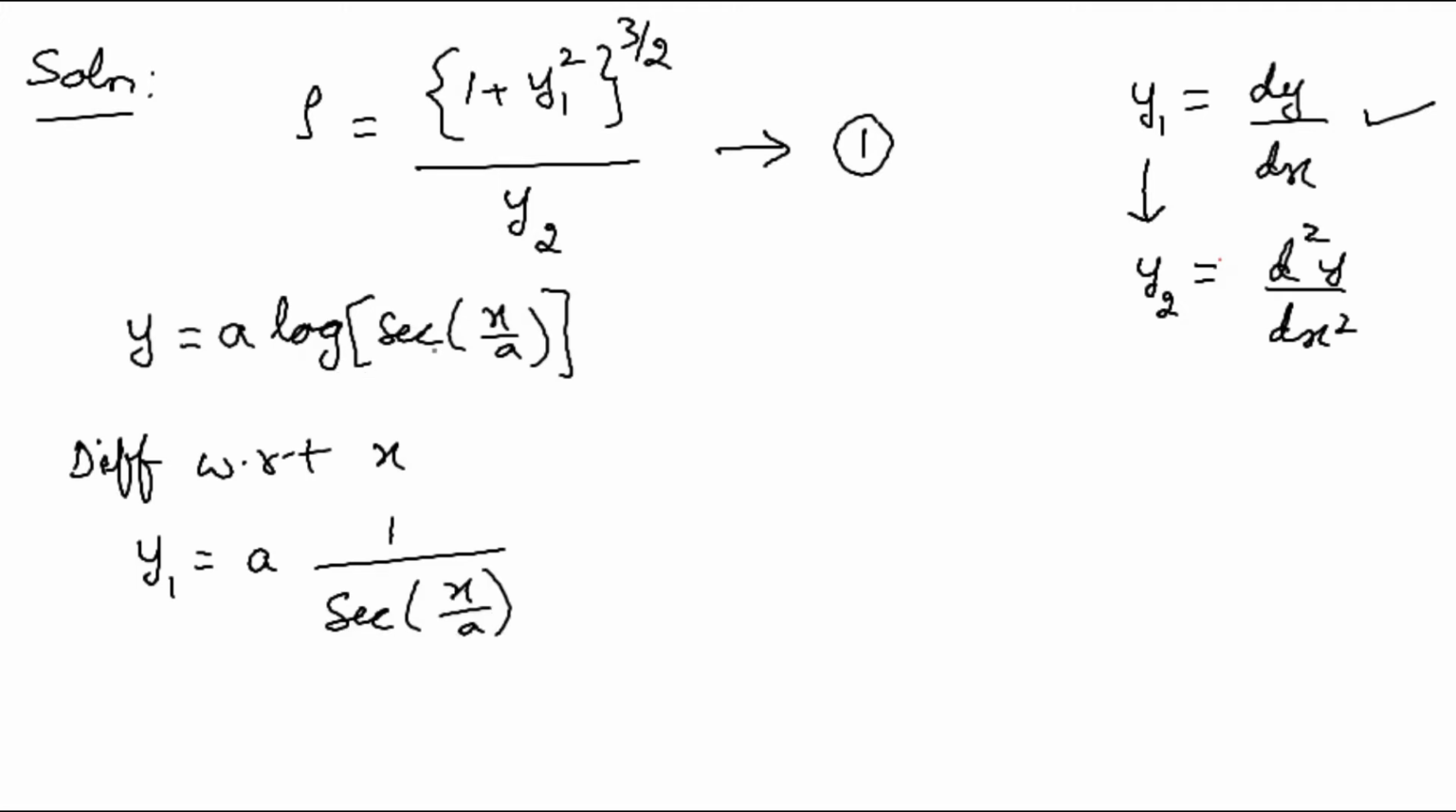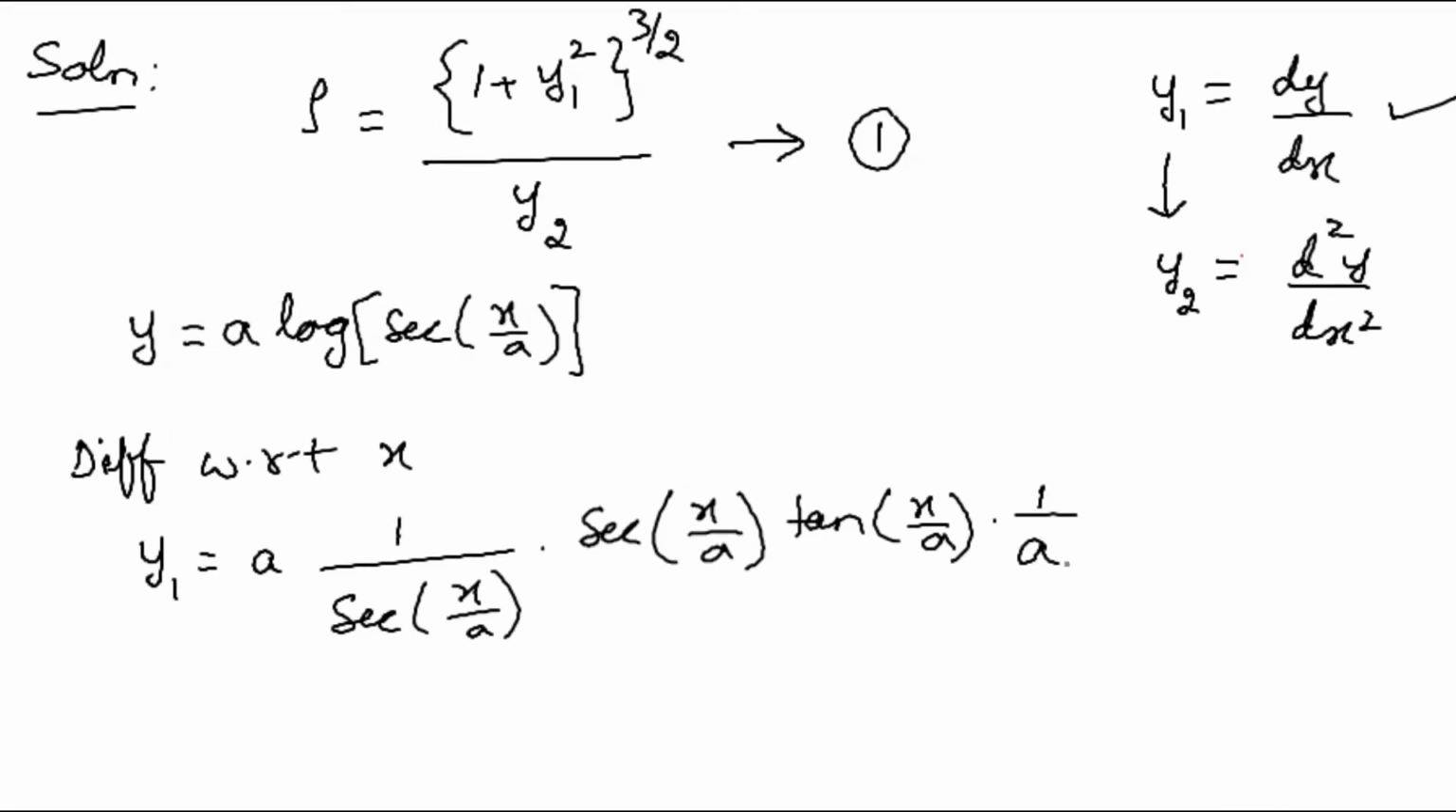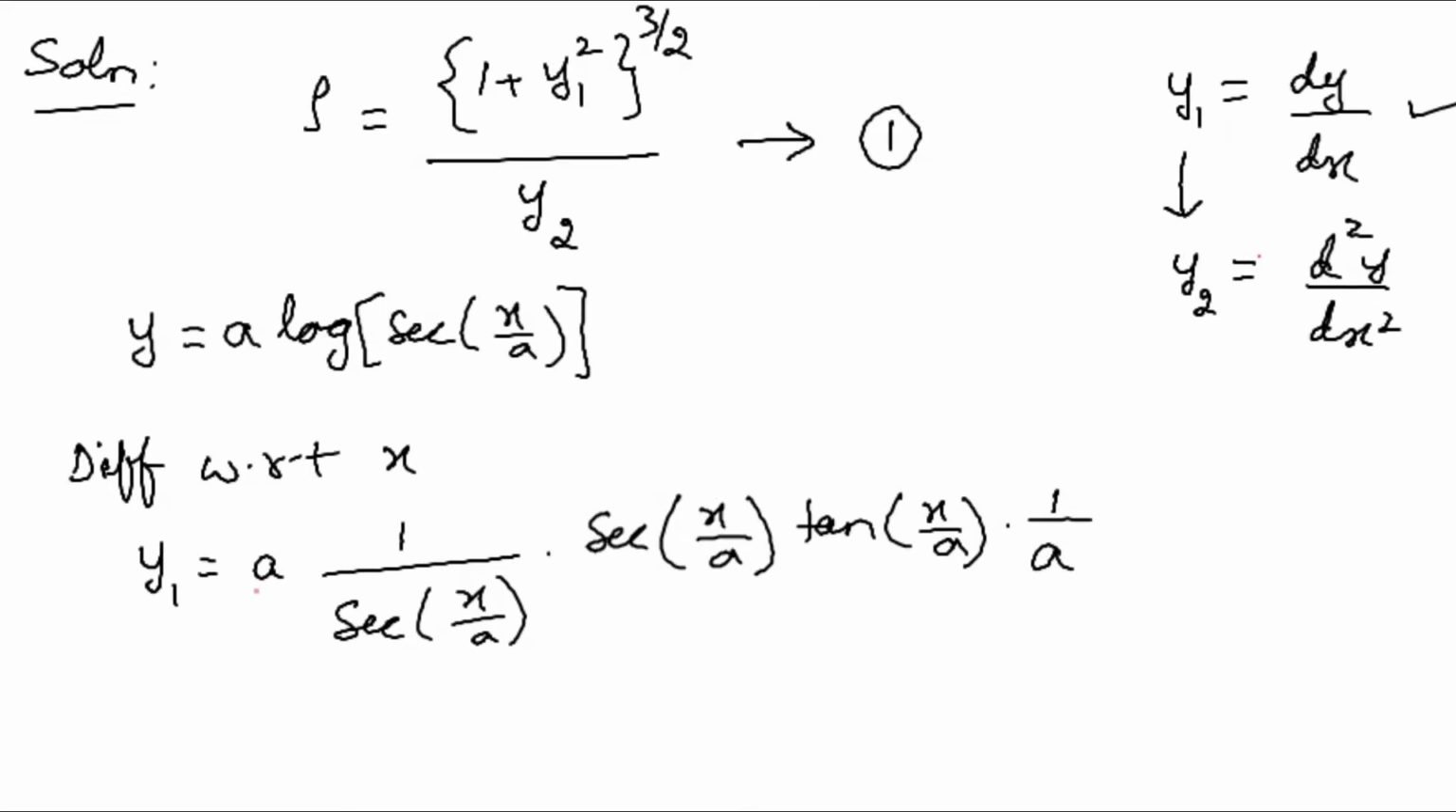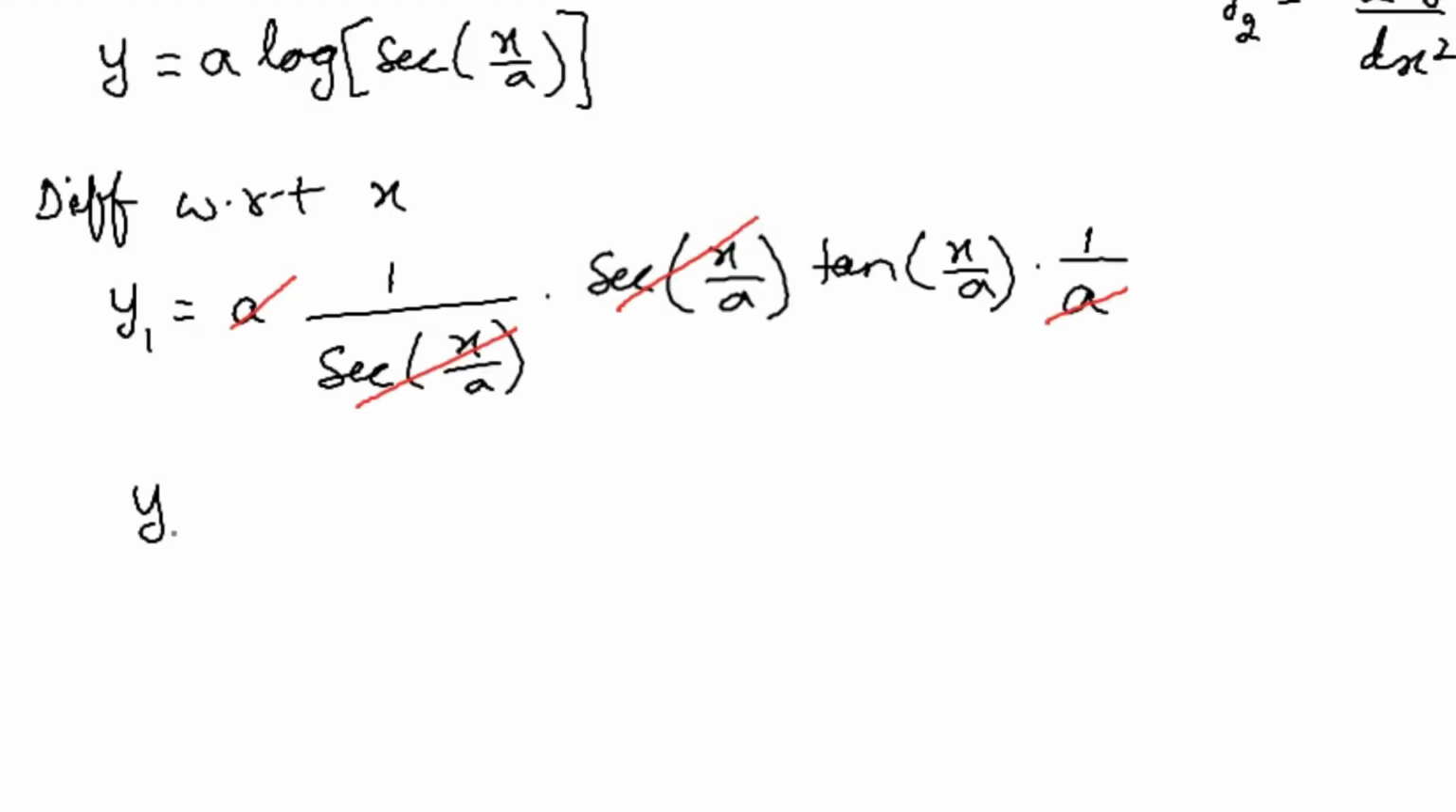Then move inside, you have secant. Differentiation of secant will be secant into tan, so sec(x/a) into tan(x/a). Further, the differentiation of x/a will be 1/a. You can see that the a in the numerator and a in the denominator will cancel out. Sec(x/a) in the numerator and sec(x/a) in the denominator will cancel out. We are left with y1 = tan(x/a). Let us take this as equation number 2.